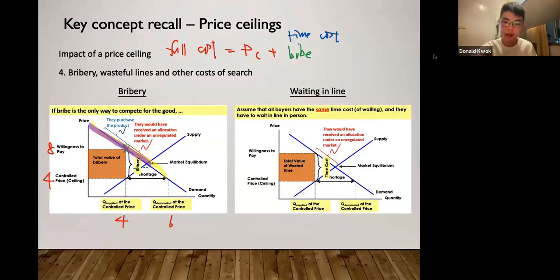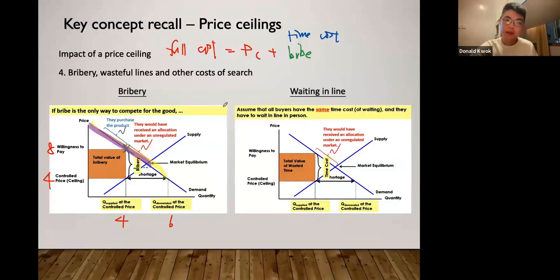Under this case, the orange rectangle expresses the total value of wasted time. Each person is waiting for $4 worth of time multiplied by the quantity traded of 4. So this area is simply the total value of wasted time under waiting in line. By the way, under this case, we assume that all buyers have the same time cost of queuing. If we do not have this assumption, the analysis would be quite complicated. So this is for simplicity.